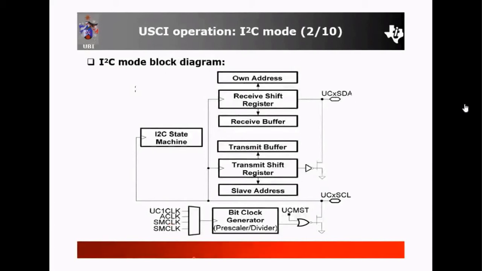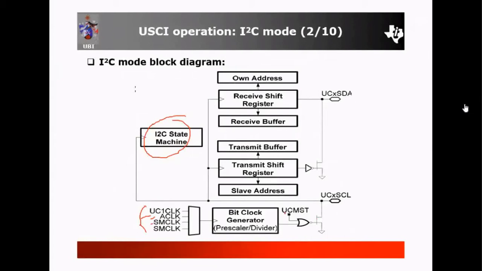Now you can see the USCI module in I2C mode block diagram. In the block diagram, one is the I2C state machine. There is a wide variety of clocks available, that is UCLK, ACLK, SMCLK. The same clocks are available in the USCI module. Bit clock generators are also available. So we are not going to disturb anything, we are just using a part of the USCI module.